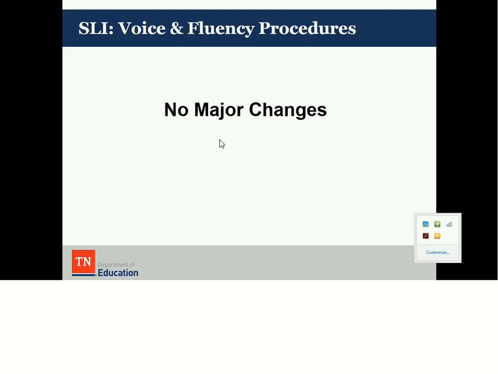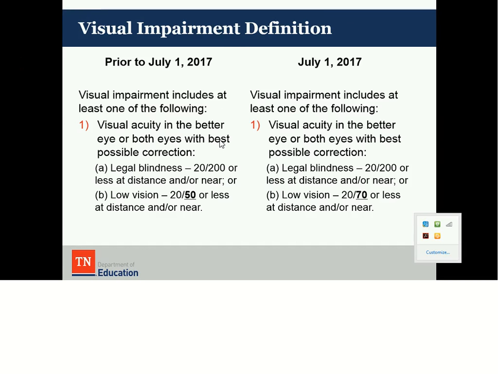There were no major changes in the procedures associated with speech and language, and voice and fluency as part of speech or language impairment. And now we're to the visual impairment. This is our last one we're going to talk about for this webinar. On visual impairment, remember these changes also go along with the changes that are made to deaf-blindness. So keep in mind that everything I'm talking about in visual impairment mirrors the changes that would take place for deaf-blindness as well.